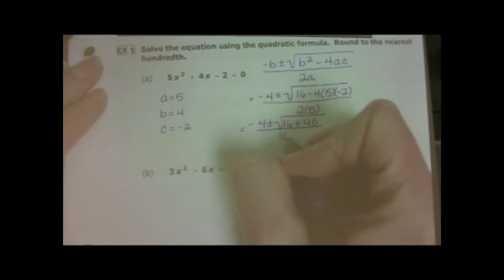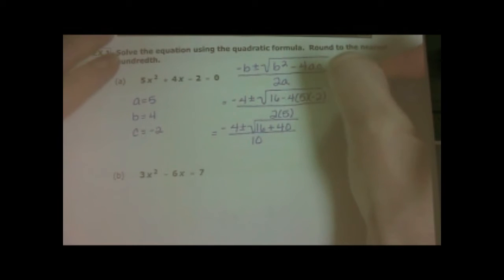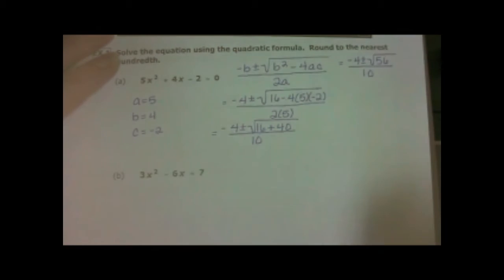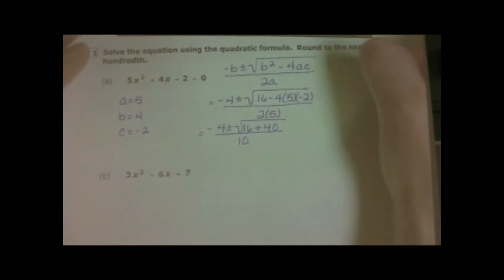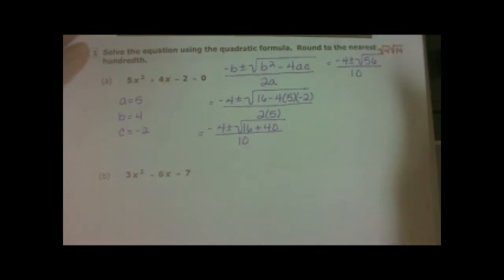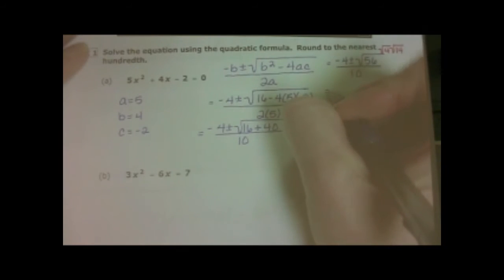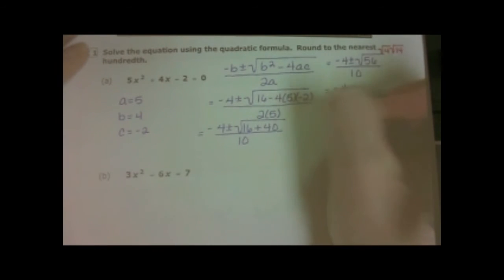All over 10. So this is going to give me -4 plus or minus the square root of 56 all over 10. Now I do need to simplify the square root of 56, and I think it divides by 4. It does. So this is the square root of 4 times the square root of 14. So when I simplify this, I get -4 plus or minus the square root of 4 is 2 times the square root of 14 all over 10.